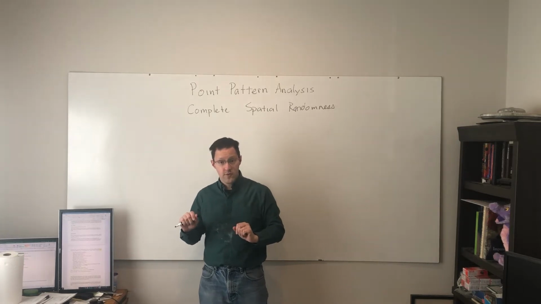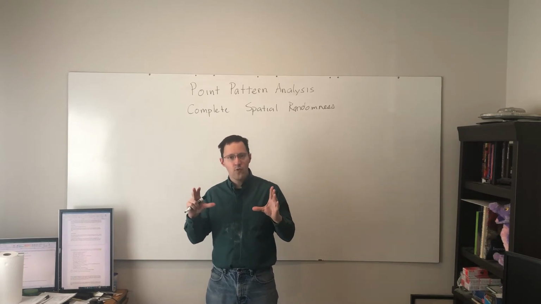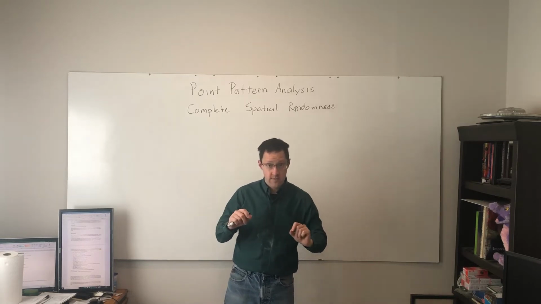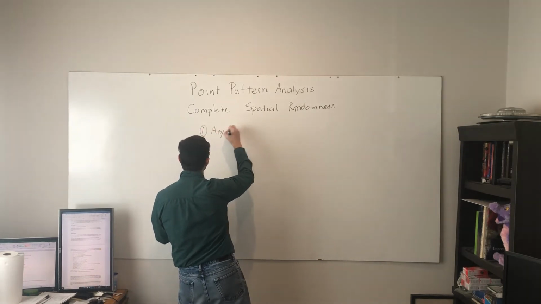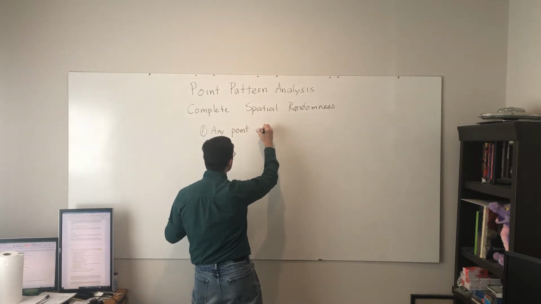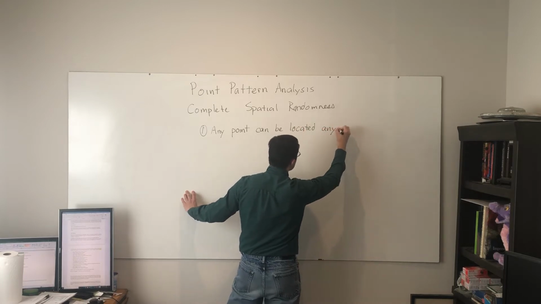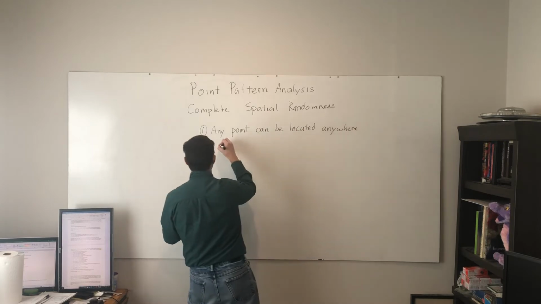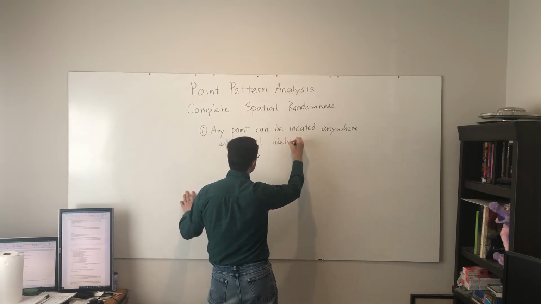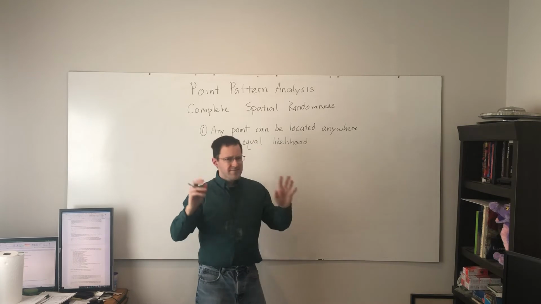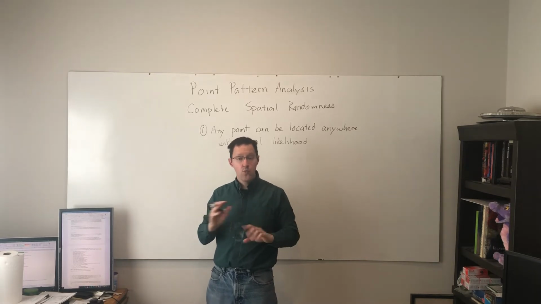So there are two parts to this, two assumptions of what it would mean for every point to have a location independent of all the other points. So the first one is that any point can be located anywhere in the study area with an equal chance.